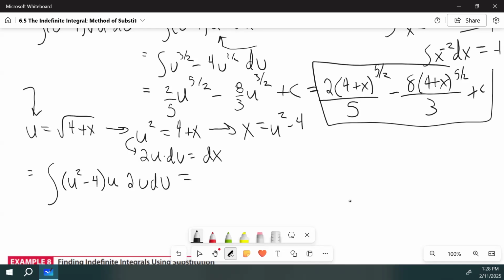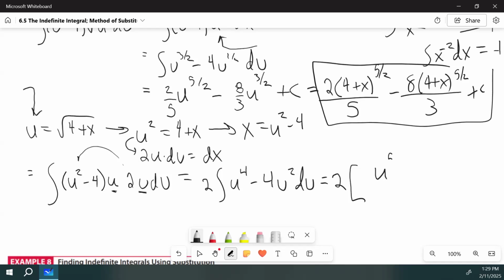Now that's all going to be multiplied together, so we could factor out that 2 and distribute the u. This u and this u would make a u squared, and then when they distribute, you would have u to the fourth minus 4u squared du. And then you'd have 2 times u to the fourth would be u to the fifth over 5 minus 4u cubed over 3 plus c.